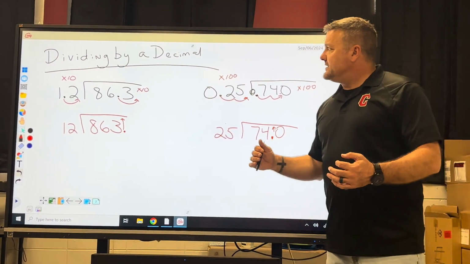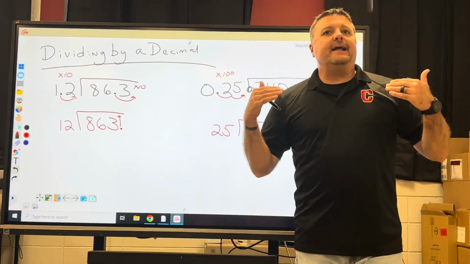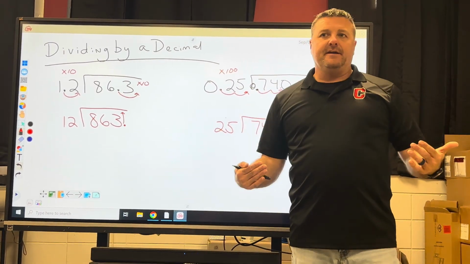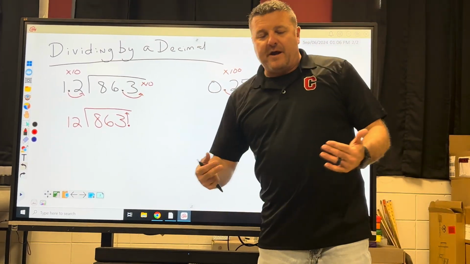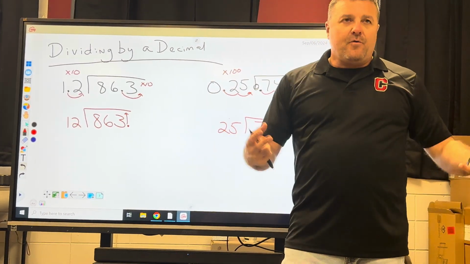The biggest point is that when we're dividing by decimal, it has to be a whole number. It cannot be a decimal. This has to move, and we're not just bumping it over. We're actually multiplying them by either 10 or 100.